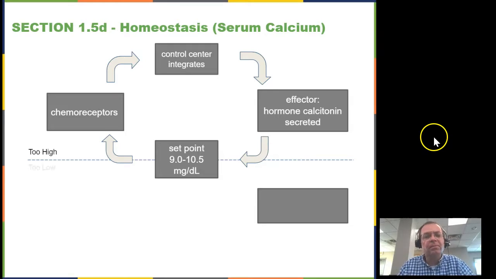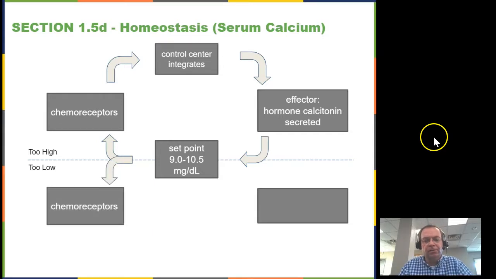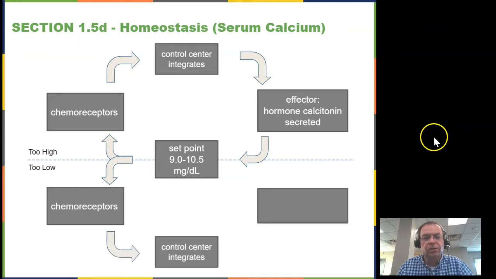There are going to be times, though, when your levels of blood calcium or serum calcium get too low, in which case the same chemoreceptors pick up that information. They send it through afferent sensory pathways to the control center. The control center integrates it and sends efferent motor impulses to an effector. This time it is not calcitonin. This time it is a hormone called PTH.